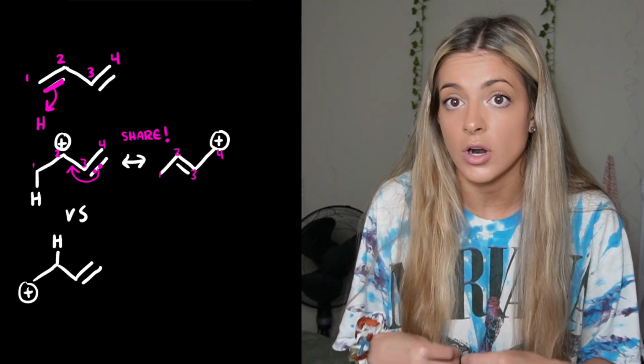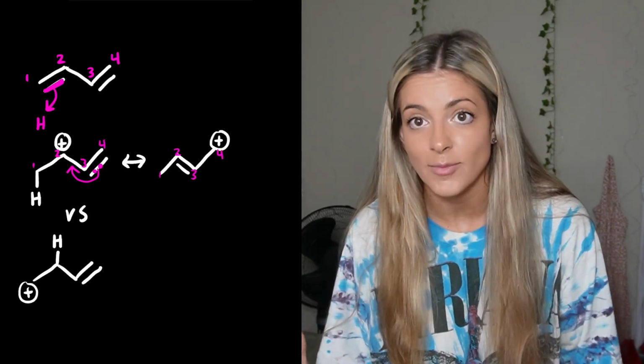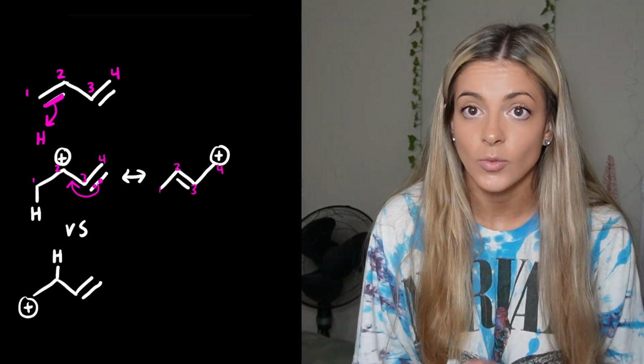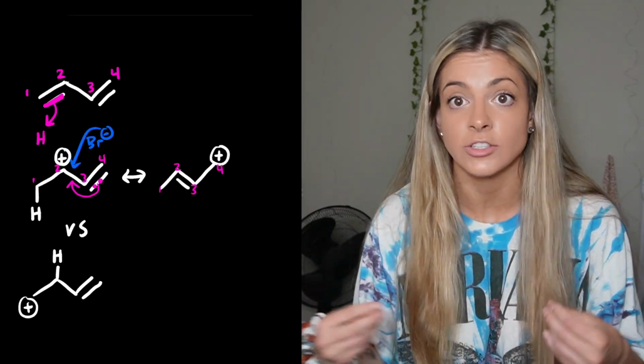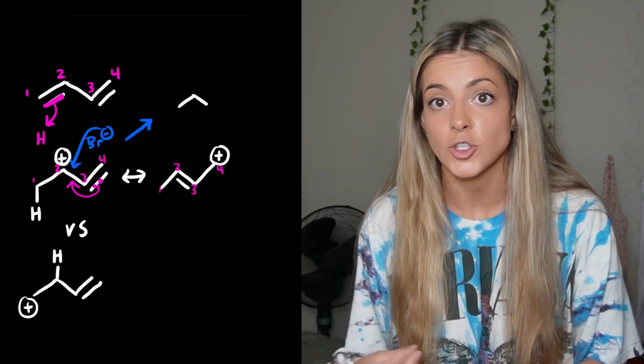That is the exact same thing that is happening here. So the resonance stabilization makes it so carbon number 2 does not have to bear that positive charge the entire time. It now shares it with carbon number 4. So this structure is stable, unreactive, or less reactive. So then from here, we could say, well, we got a Br minus in the solution that could go and attack carbon number 2 because opposites attract, because it is cationic. And then we get the 1,2 addition product.